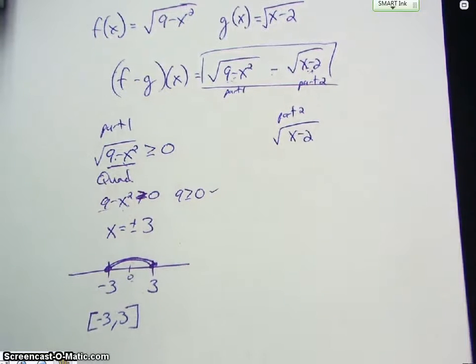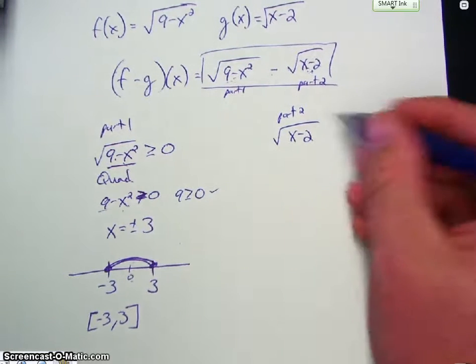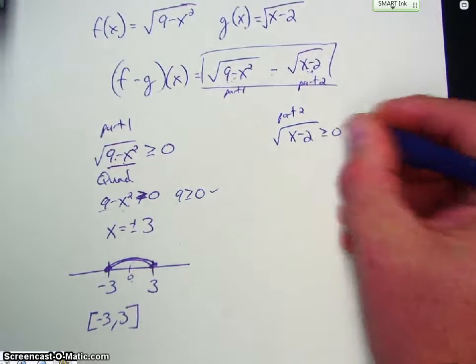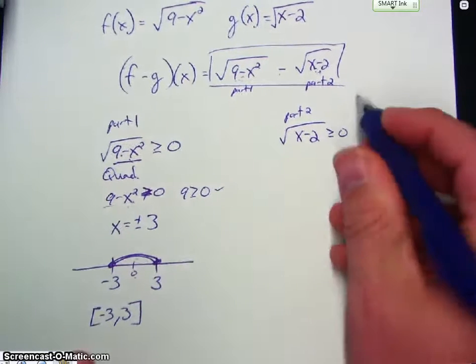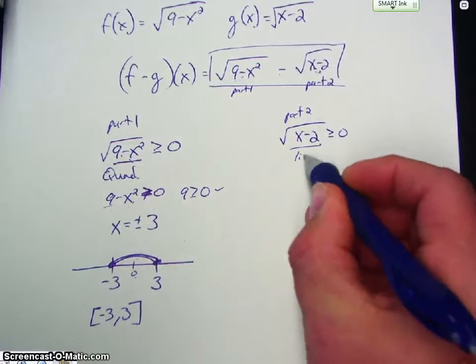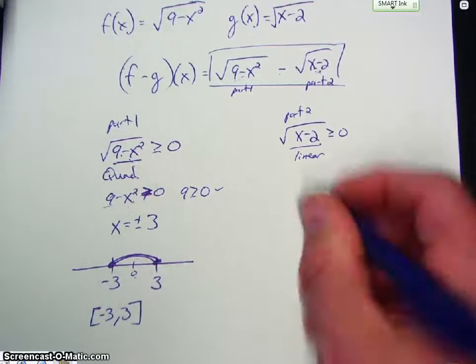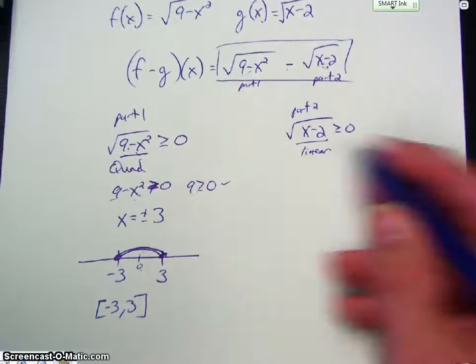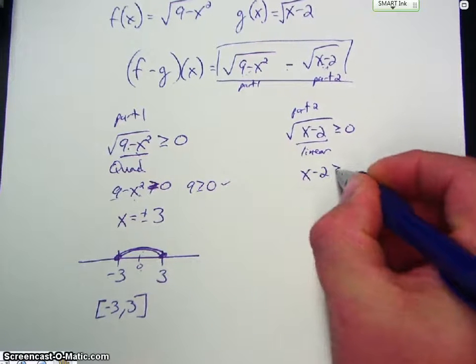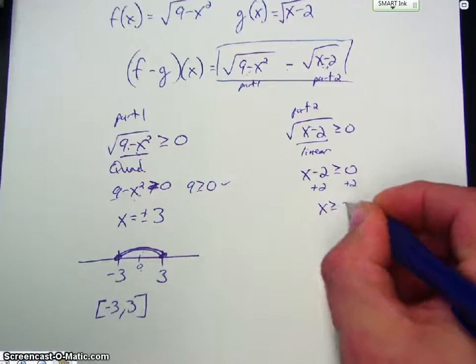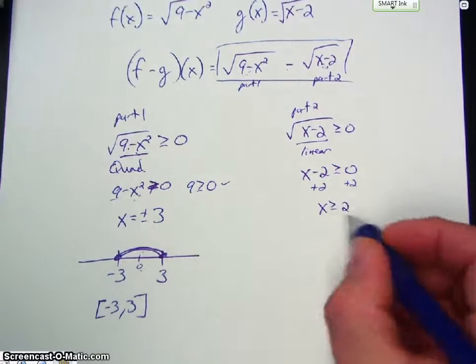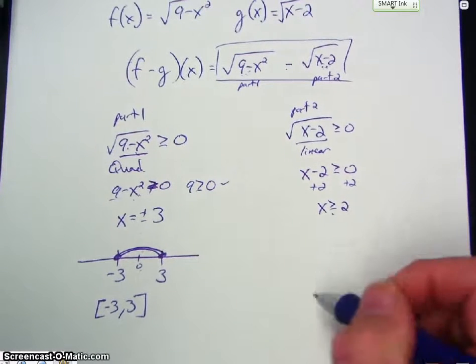And let's look at part 2. Another square root, so that means the inside has to be greater than or equal to 0 again. Now if you notice here, this is linear, so I don't have to do all this extra work. I can just go ahead and do x minus 2 greater than or equal to 0 and solve for x. Okay? So there is the domain for that part.